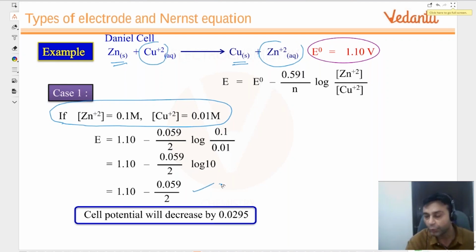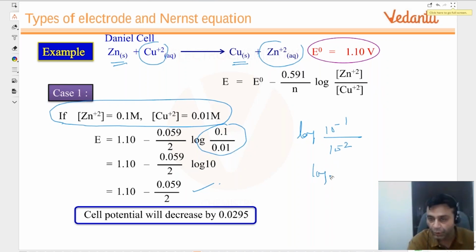A few days back, I told you how to find the value of a log, right? Did I tell you how to find the log value? So to find this log value, I say logarithm of 10 to the power minus 1 over 10 to the power minus 2. So it is logarithm of 10 to the power 1. Log 10 is equal to 1, right? This is how to find the E value.